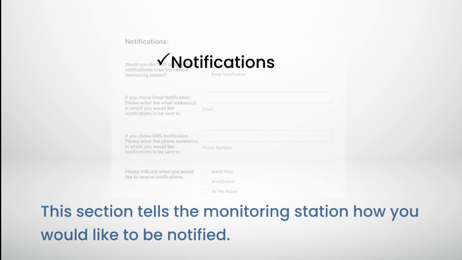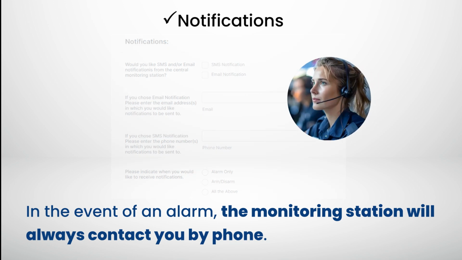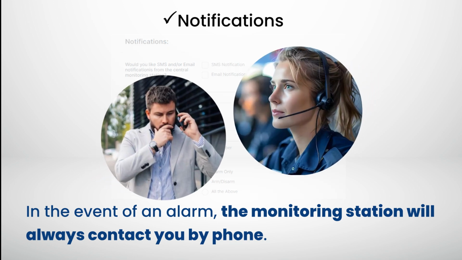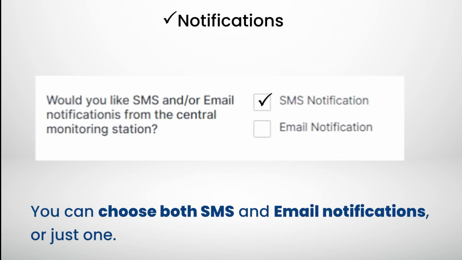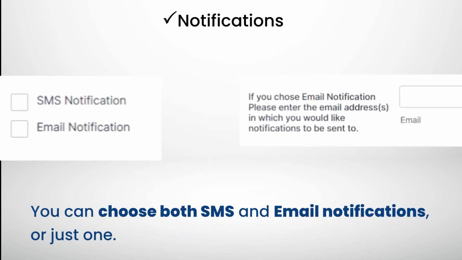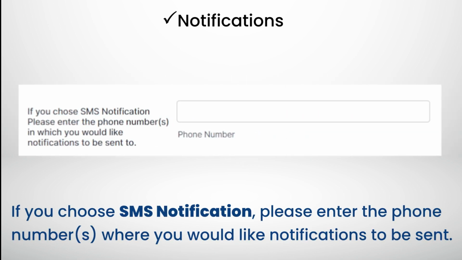Notifications. This section tells the monitoring station how you'd like to be notified. In the event of an alarm, the monitoring station will always contact you by phone. Additionally, you have the option to receive notifications via SMS or email for added convenience. You can choose both SMS and email notifications, or just one. If you choose email notification, please enter the email address or addresses where you'd like the notifications to be sent. If you choose SMS notification, please enter the phone number or phone numbers where you'd like notifications to be sent.